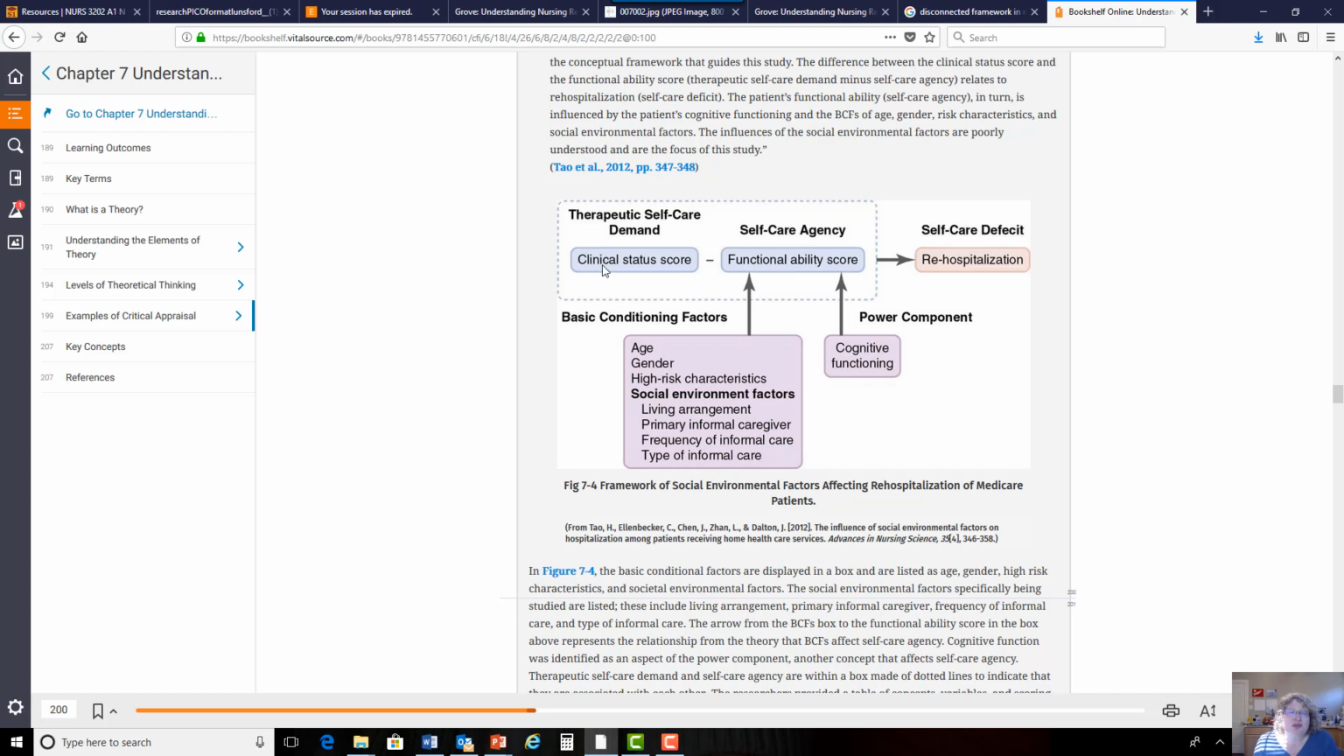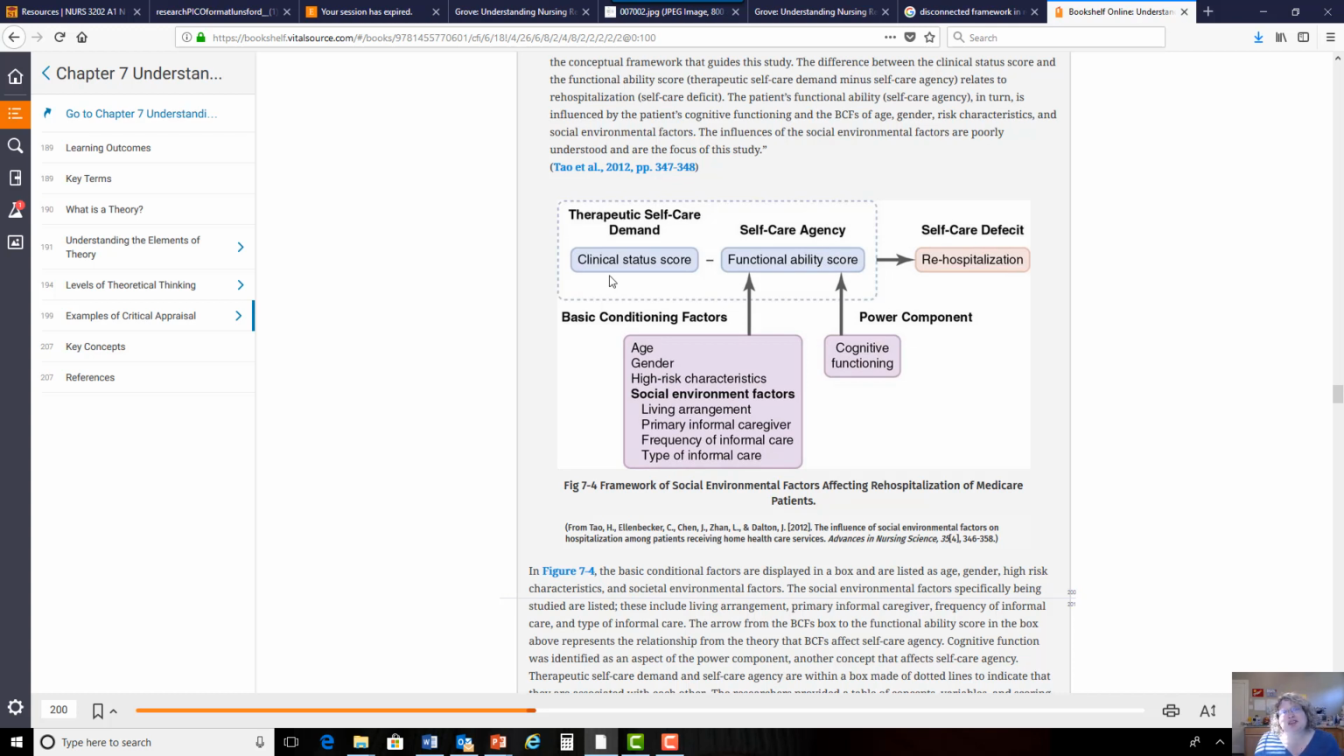Like with your patient with a chronic condition, they have some type of clinical status score based on what their illness is. Think about diabetes. That requires a huge amount of self-care. And then think about the functional ability of your patient. And so you want to subtract the therapeutic demand. You want to take away what they are or aren't able to do. And then that will lead to rehospitalization.